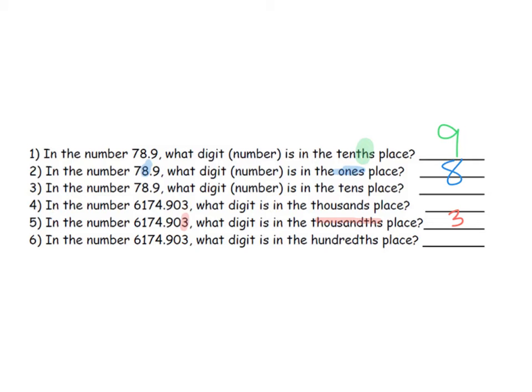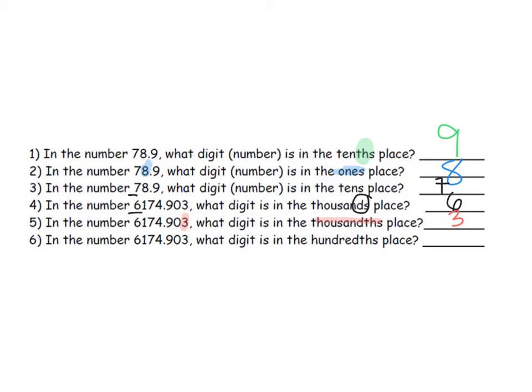All right, for number 3, in the number 78 and 9/10, what digit is in the tens place? The tens place would be where that 7 is, so the answer is 7. For number 4, in the number 6,174 and 903 thousandths, what number is in the thousands place? Remember, this doesn't have that TH. So that would actually be your 6 at the very beginning of your number, which is different than the thousandths place, which is actually the very end of our number.